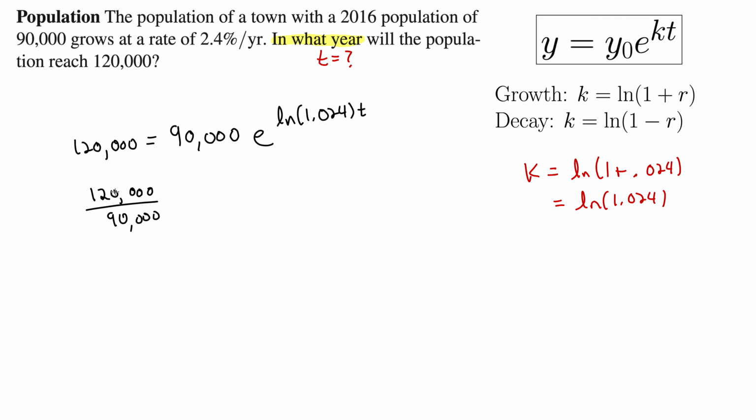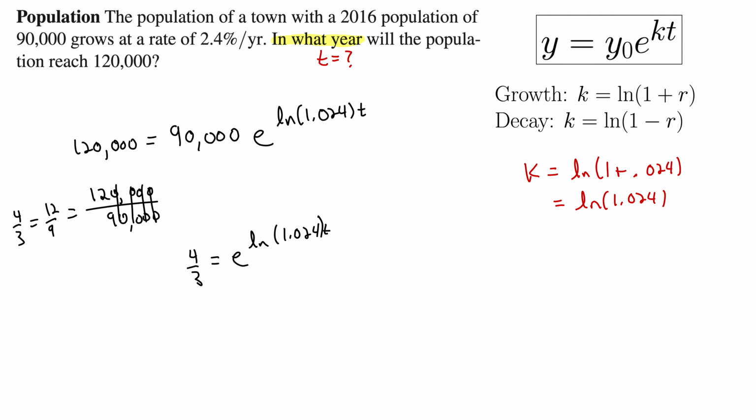Note that when you're dividing things with a bunch of zeros like that, you can essentially cancel the zeros. All right, so really this is 12/9, which is actually 4/3. Okay, so we have 4/3 equals e to the natural log 1.024 t.